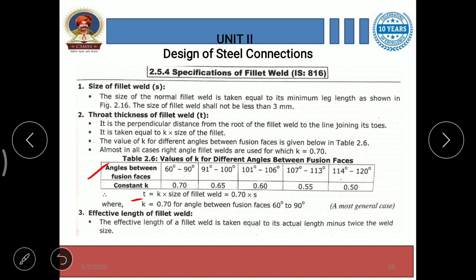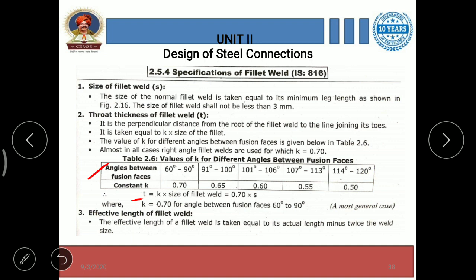You just look over this table and observe that when the angle between fusion faces goes on increasing, the value of constant k decreases. And the value of constant k lies between 0.7 to 0.5 for these different ranges.